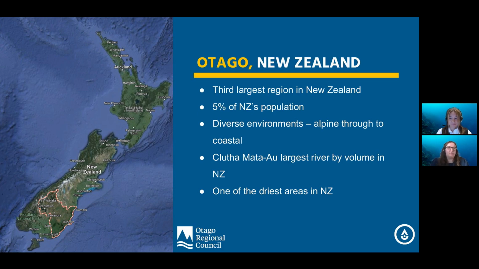And then over on the coast, we've got Dunedin as the biggest city in the region. And we've got a peninsula in Dunedin that hosts a lot of wildlife, including like penguins, albatross, seals, things like that.